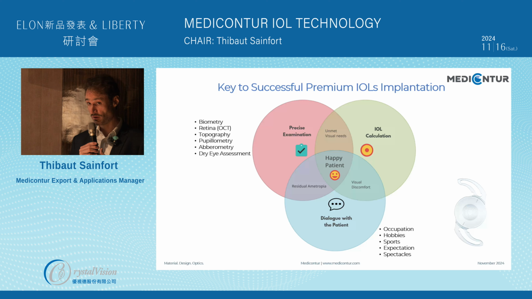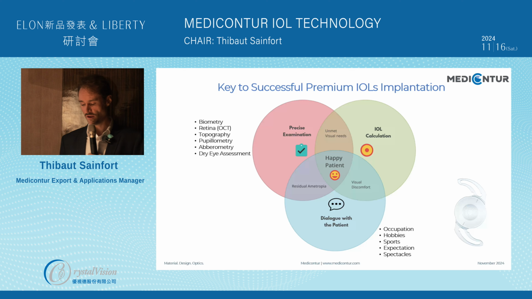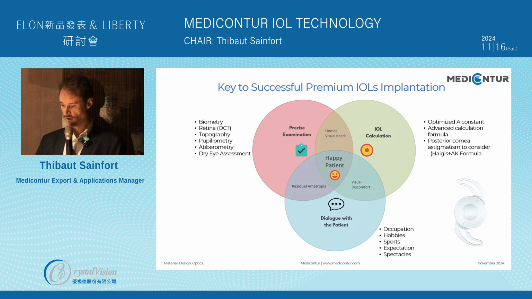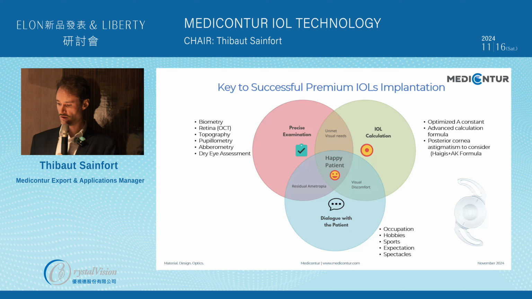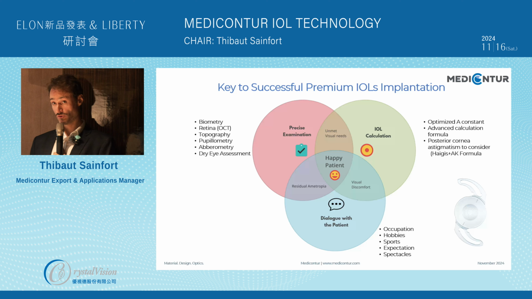Of course, you need to have very good measurement with biometry, retina, pupillometry, and so on. So if you know the patient's needs, plus you have a good measurement, the third pillar is that you need good calculation, of course. So now we have an optimized A constant for the Liberty. We have also a dedicated team at MEDICONTUR for post-LASIK cases. You can send us your complicated cases and we will help you to do the calculation.